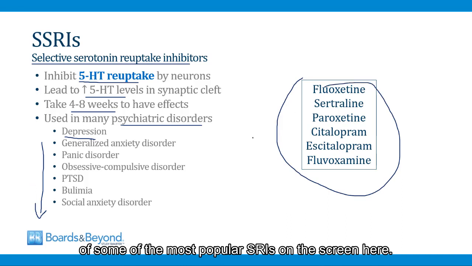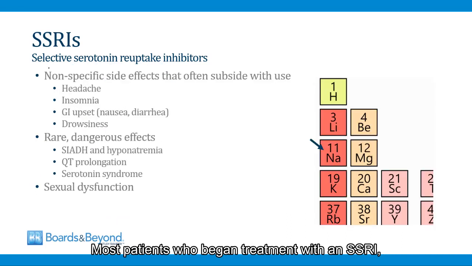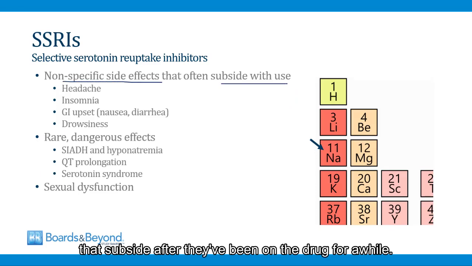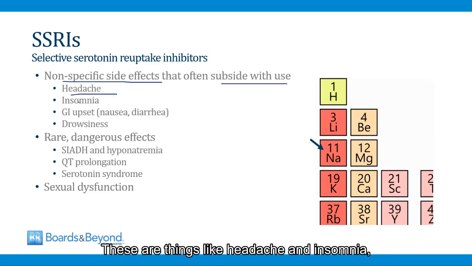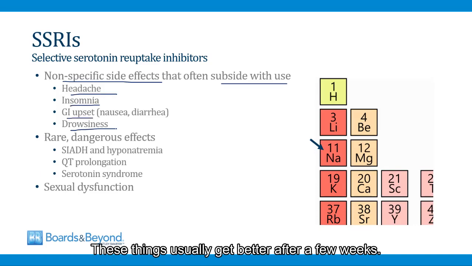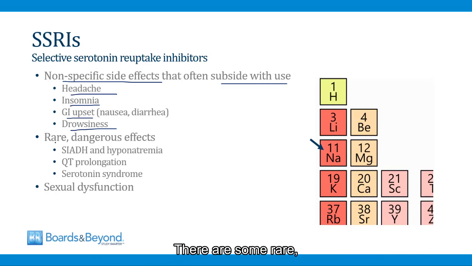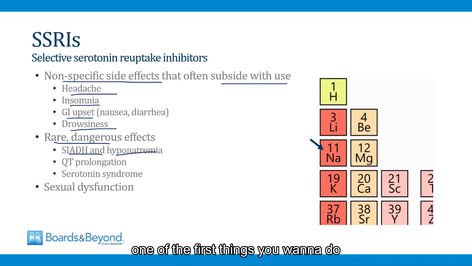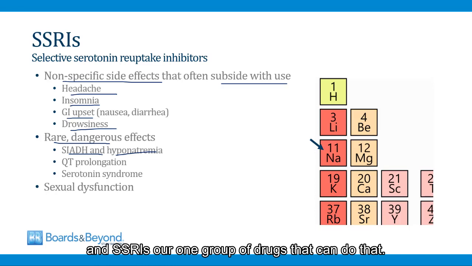Most patients who begin treatment with an SSRI experience nonspecific side effects that subside after they've been on the drug for a while. These are things like headache and insomnia, GI upset, or drowsiness. These things usually get better after a few weeks. There are some rare but potentially dangerous side effects that you have to look out for. One of these is hyponatremia from SIADH. In any patient with hyponatremia, one of the first things you want to do is check the medication list because lots of drugs cause hyponatremia, and SSRIs are one group of drugs that can do that.